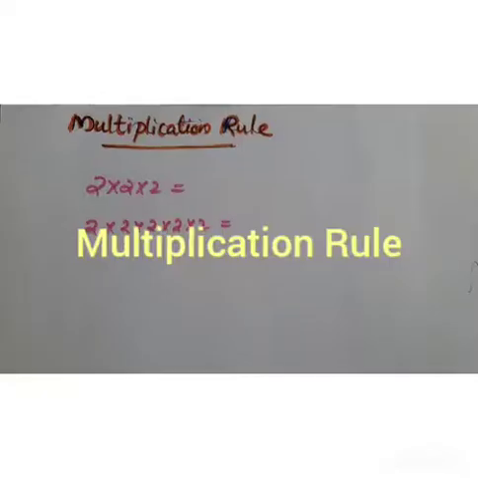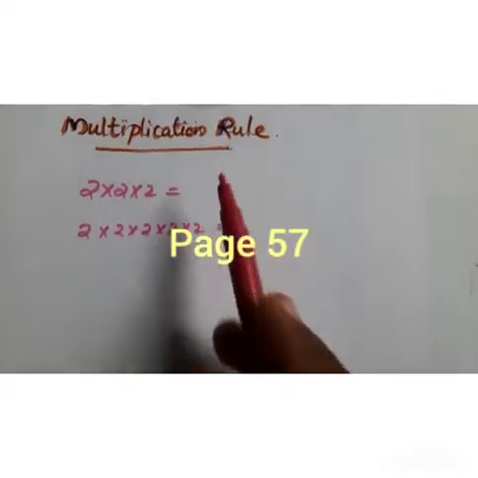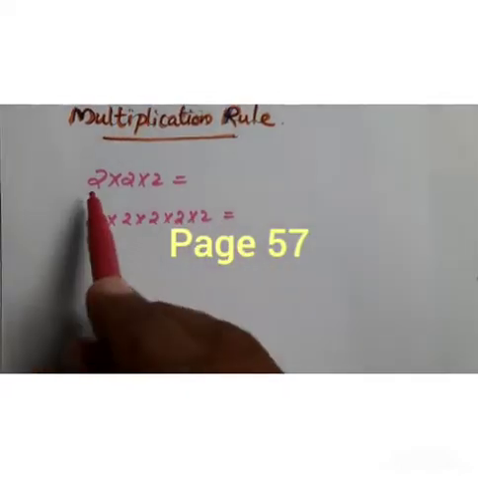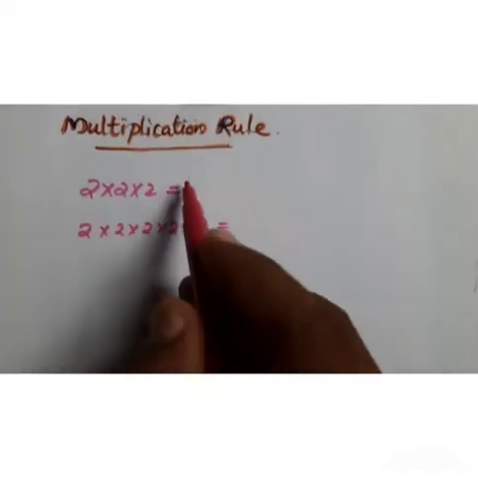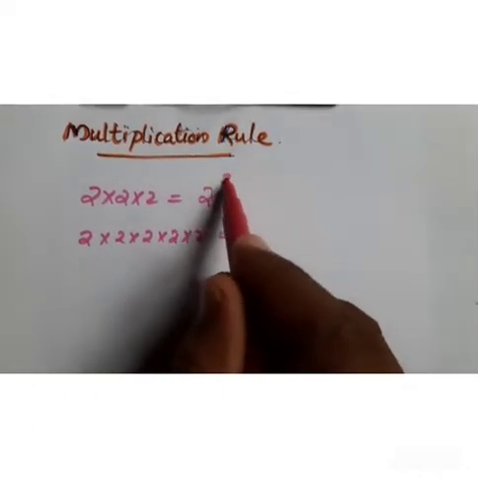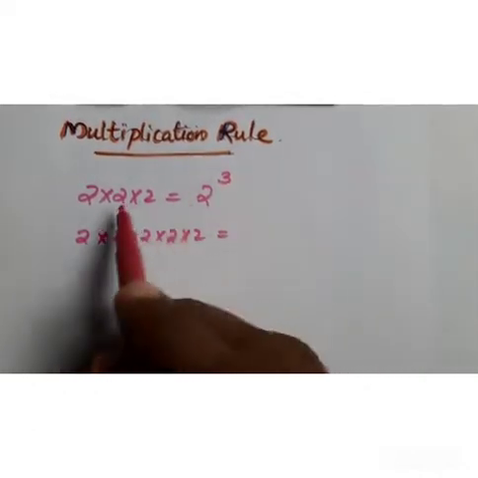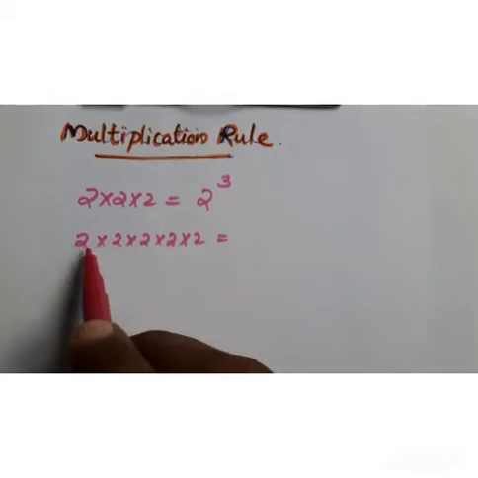Generally we are studying two rules: the multiplication rule and the division rule. Multiplication rule. 2 into 2 into 2 we can write as 2 raised to 3. 2 should be multiplied 3 times.